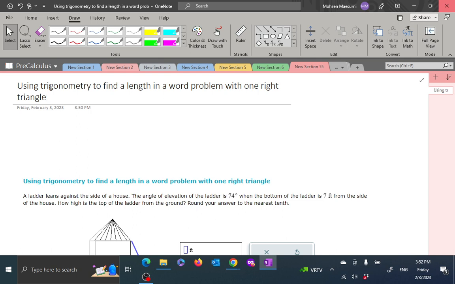Hi, welcome to another mini lecture on a pre-calculus topic. Today: using trigonometry to find a length in a word problem with one right triangle. So the characteristic item here is a word problem.